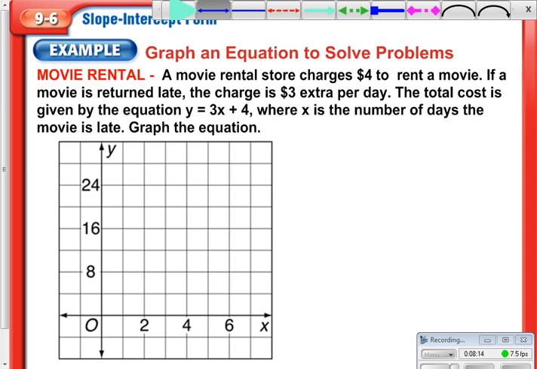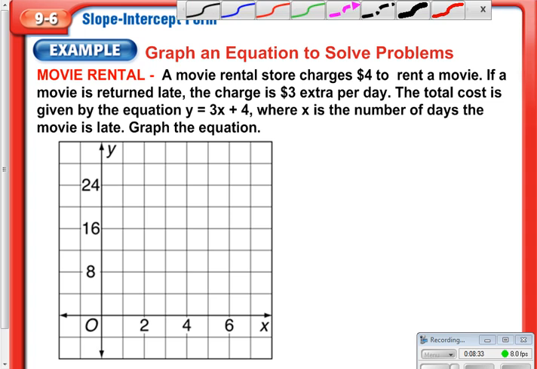Last question here, a kind of realistic one. It says graph an equation to solve problems. Movie rental. A movie rental store charges $4 to rent a movie. If a movie is returned late, the charge is $3 extra per day. The total cost y is given by the equation y equals 3x plus 4, where x represents the number of days the movie is late. We need to graph the equation.